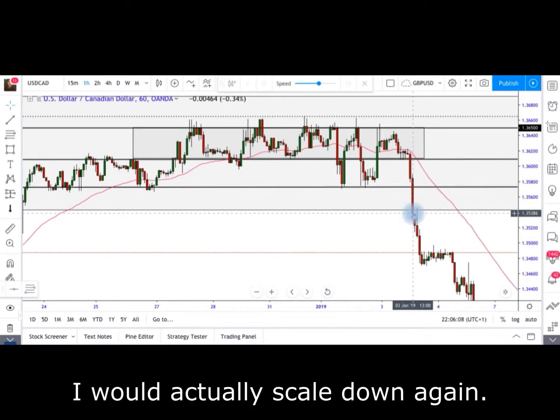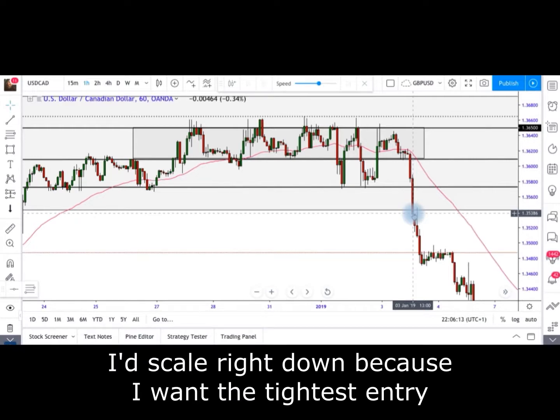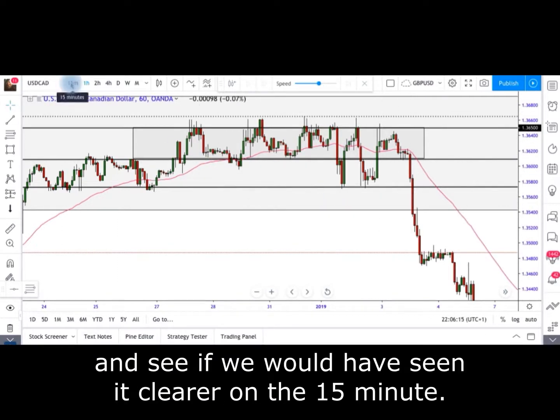So therefore what I would do is I'd actually scale down again. I'd scale right down because I want the tightest entry as possible. So now let's go down to the 15 minute and see if we would have seen it clear on the 15 minute.